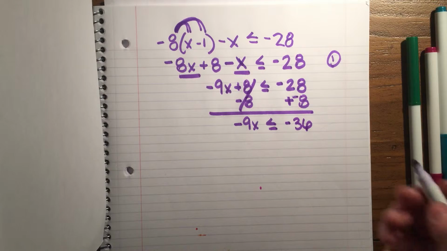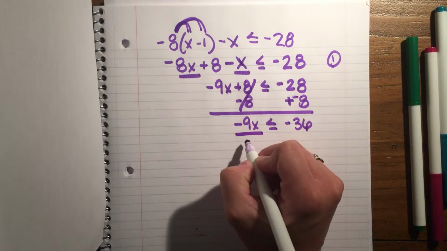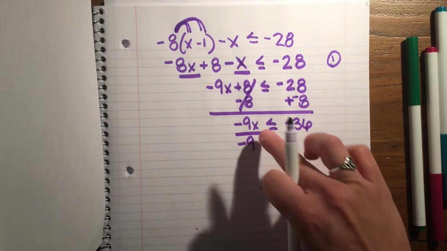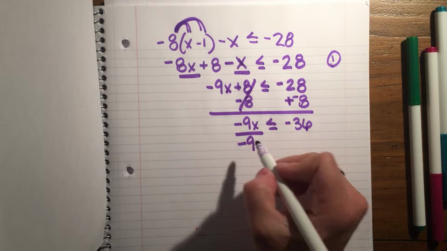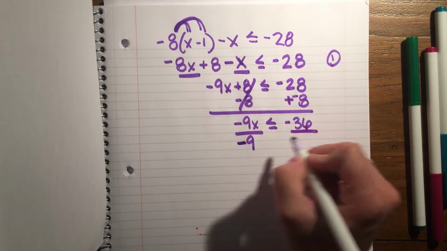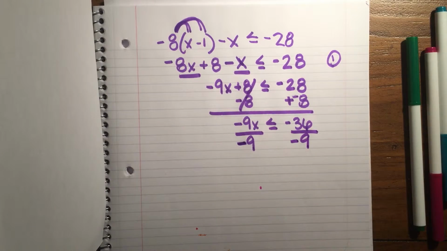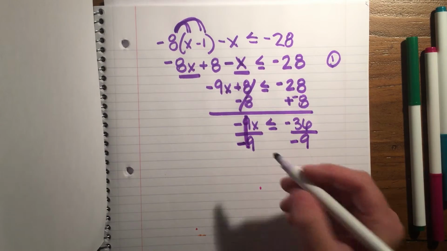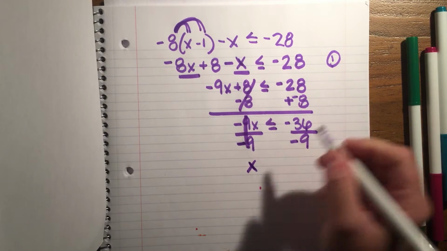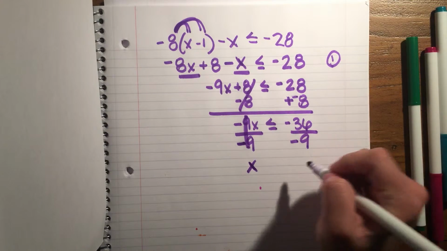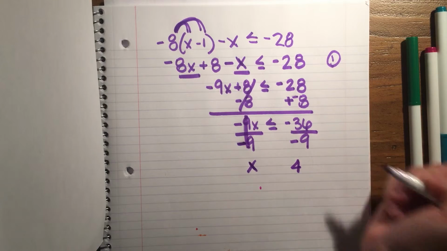-36. Now my next step is to divide by -9 because I want to isolate my variable, and I want to divide by -9 because I want my variable to be positive in the end. So -9 divided by -9 is x. -36 divided by -9 is 4.